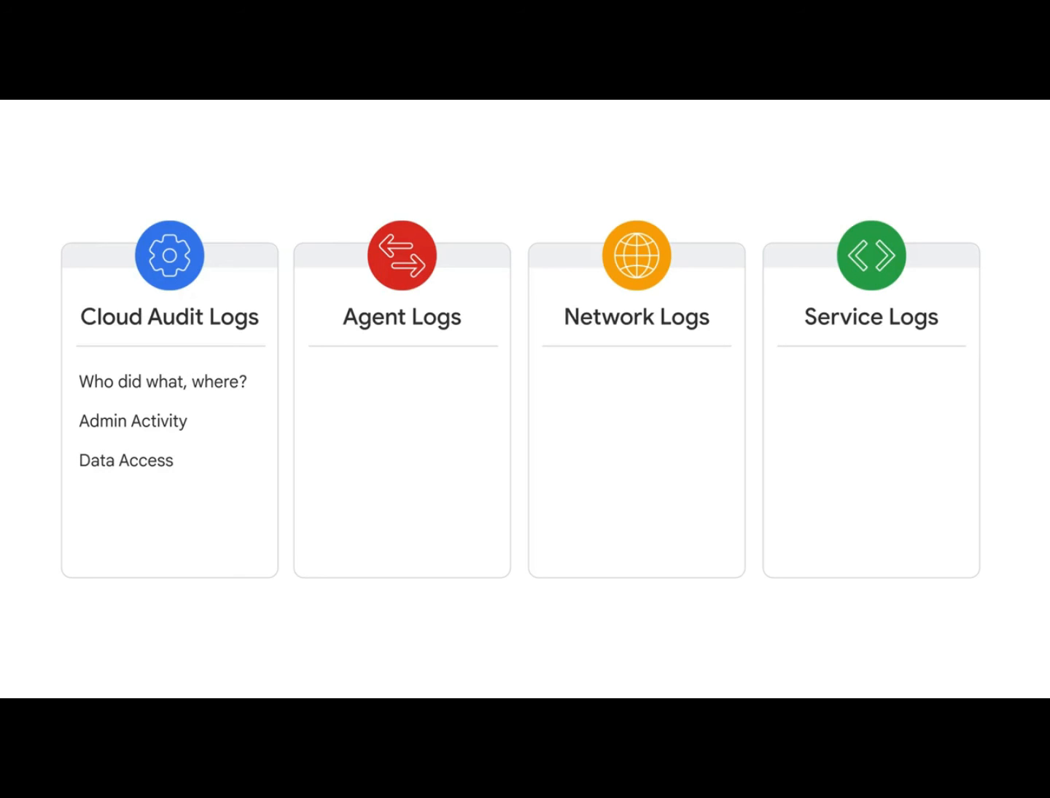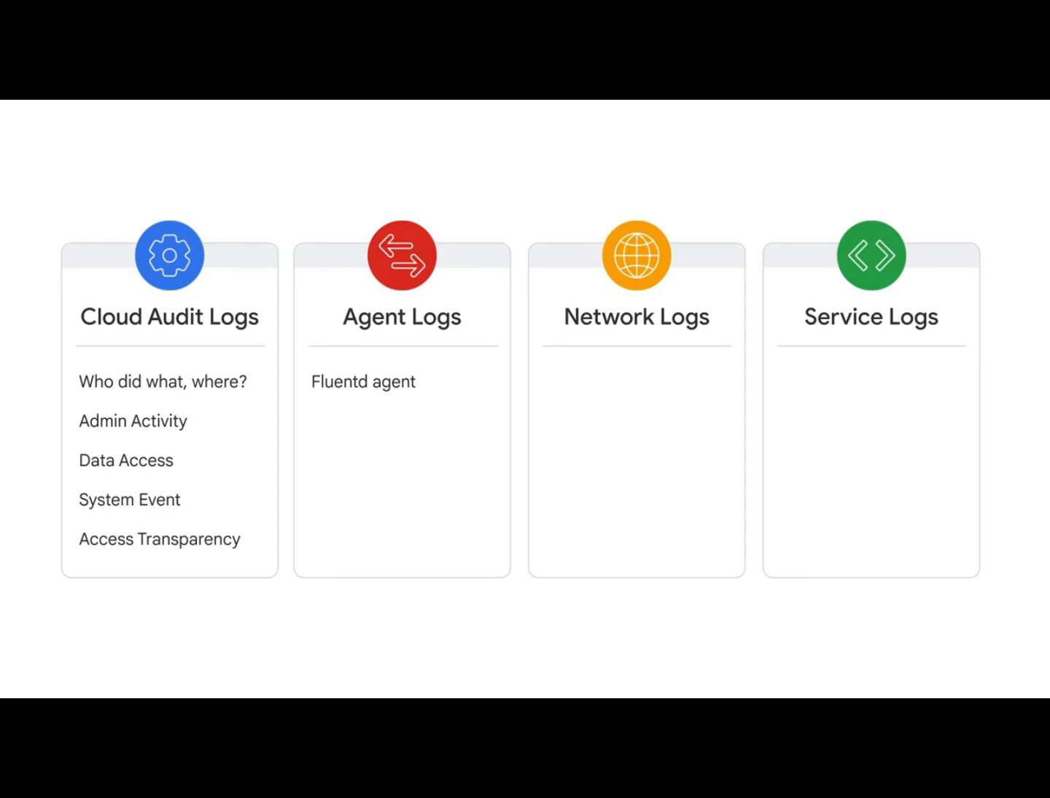Data access tracks calls that read the configuration or metadata of resources, and user-driven calls that create, modify, or read user-provisioned resource data. System events are non-human Google Cloud administrative actions that change the configuration of resources. And Access Transparency provides you with logs that capture the actions Google personnel take when accessing your content.